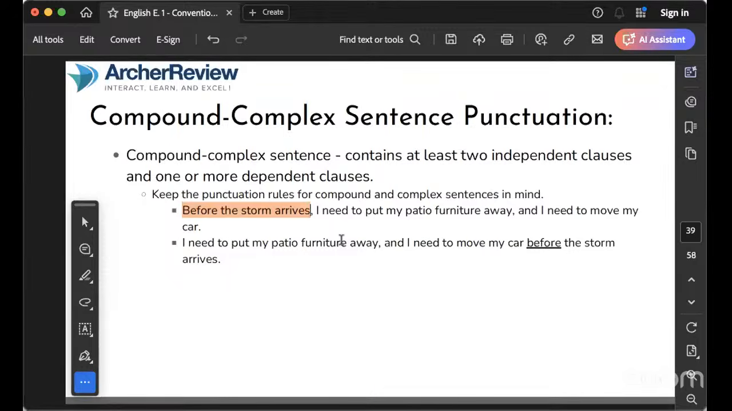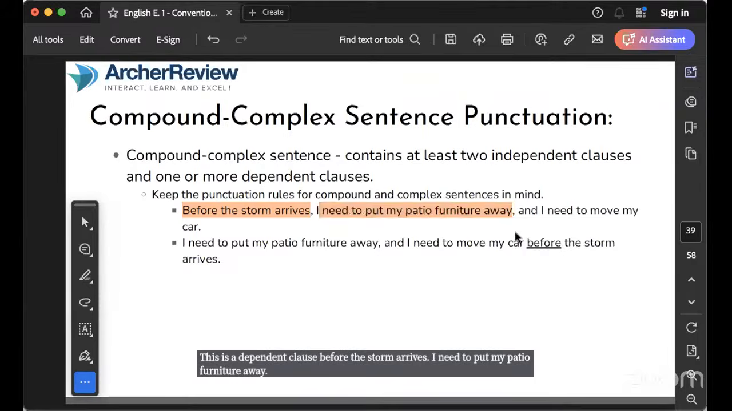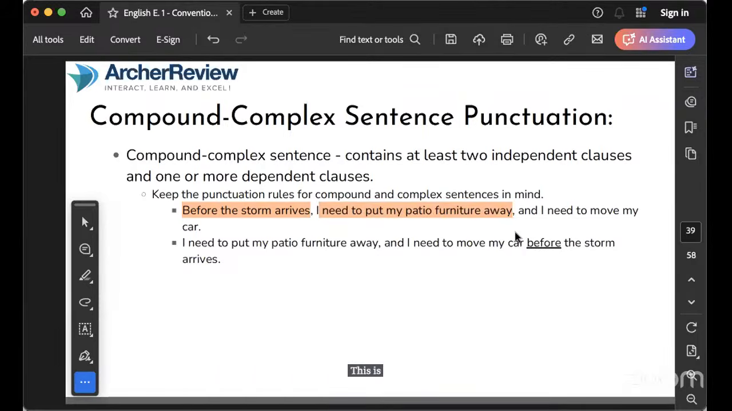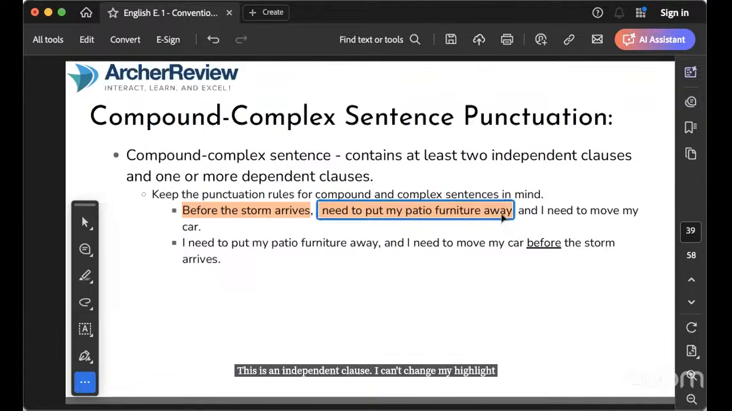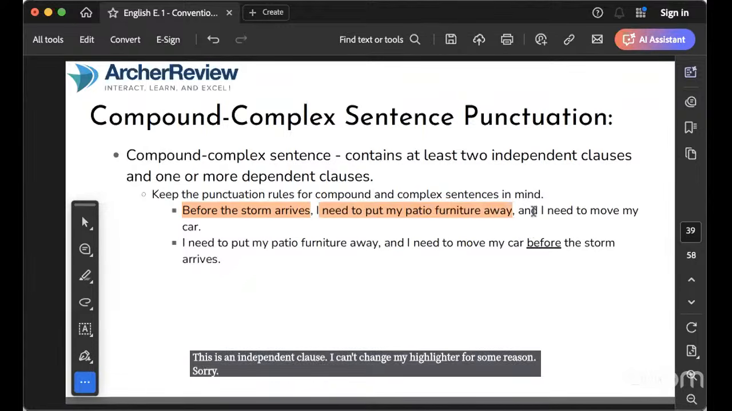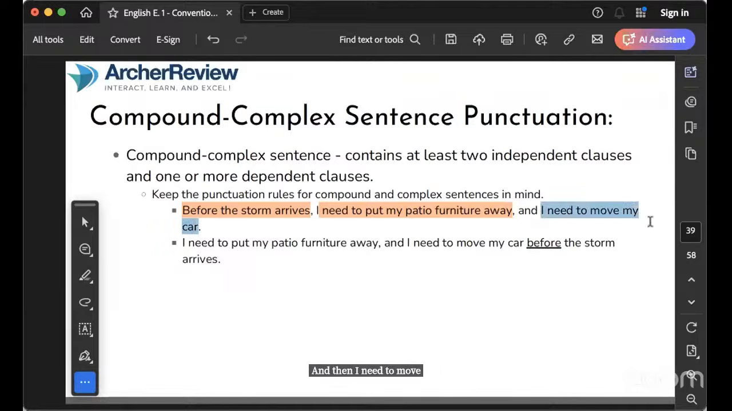This is a dependent clause, before the storm arrives. I need to put my patio furniture away. This is an independent clause. I can't change my highlighter for some reason, sorry. And then I need to move my car. This is an independent clause.